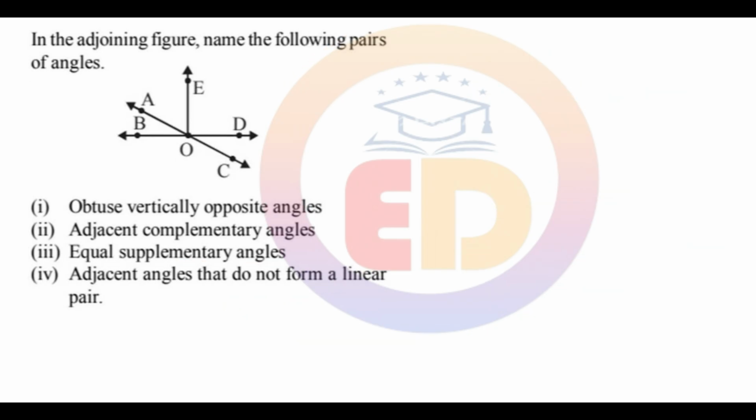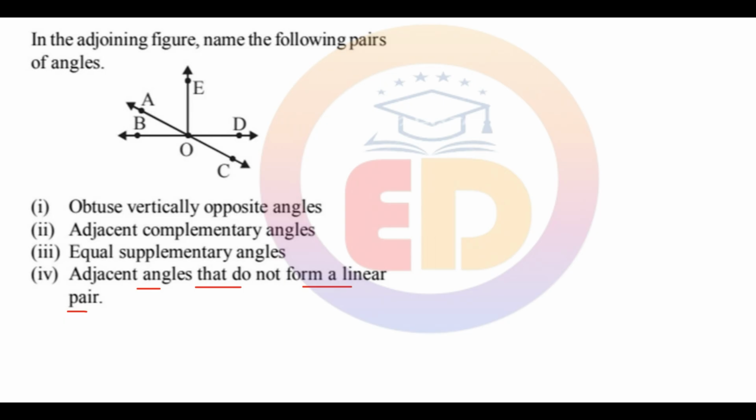Part 4, the adjacent angles that do not form a linear pair. Adjacent means neighboring angles, पर वो linear pair नहीं होने चाहिए, मतलब 180 डिग्री का एंगल नहीं होना चाहिए. दो एंगल्स का sum should not be 180 or the angle should not lie on a straight line. So we have to find out the adjacent angles, but they should not be a linear pair. Please look here. We have to find the adjacent angle.